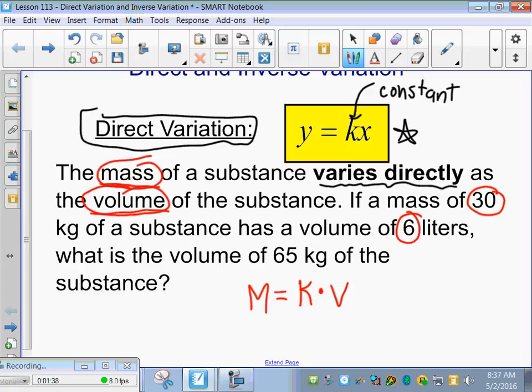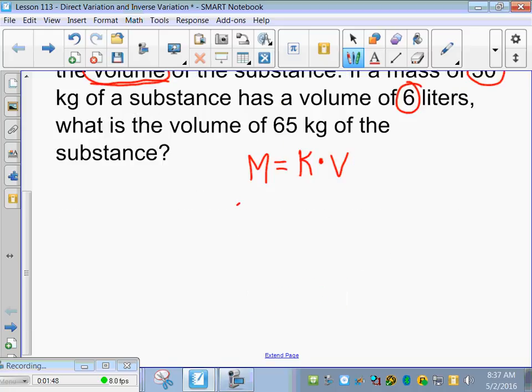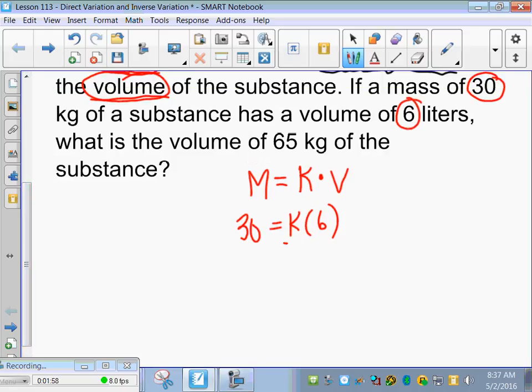All right? So they're going to give us one set of numbers to give us k. So if a mass of 30 kilograms of substance has a volume of 6 liters, that means 30 goes in for m, and 6 goes in for v. Okay, the reason they give us those points is simply so we can find k. All right, so go ahead and divide by 6, and now I know that k is 5.